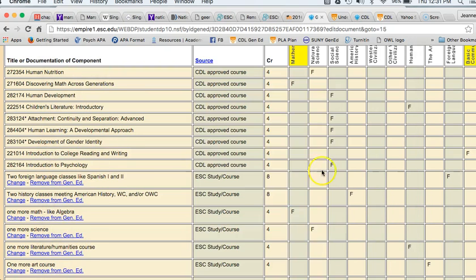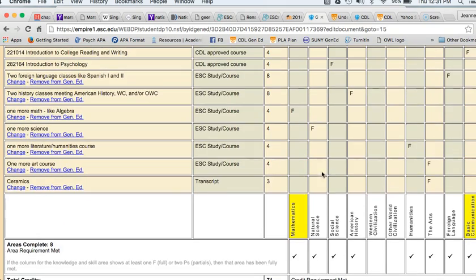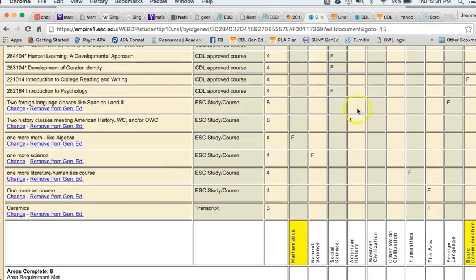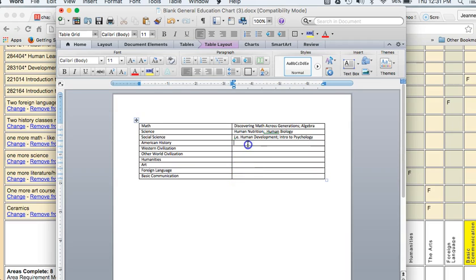Okay, American history. I don't think, oh, no, we do mean American history here. So I've got American history. I have just said 2 history classes. So, and I wrote, you see the 8 here. That means that I want this student to take two classes. So let's say we're going to do one that meets American history and one that meets Western Civ. So I'll put those in here because I can think of some off the top of my head.